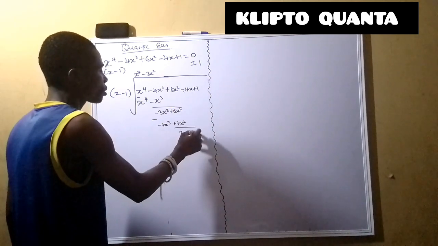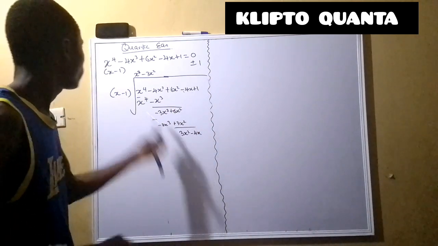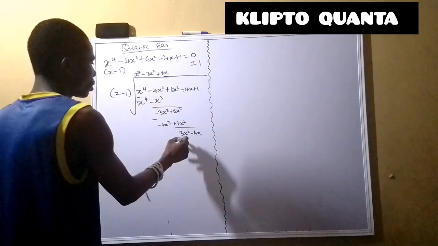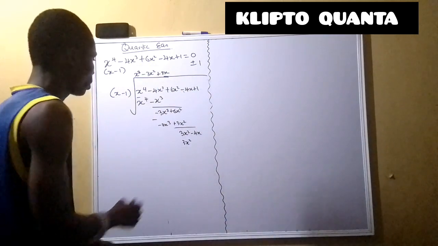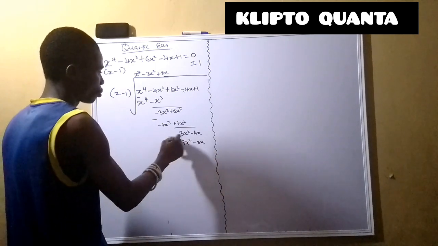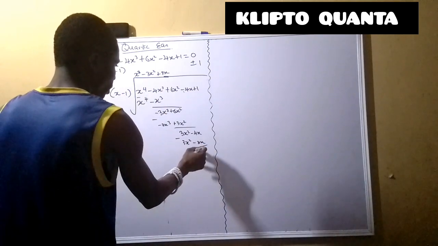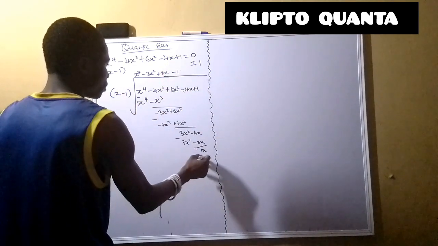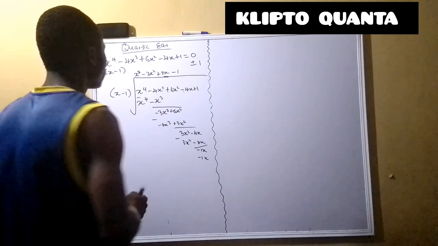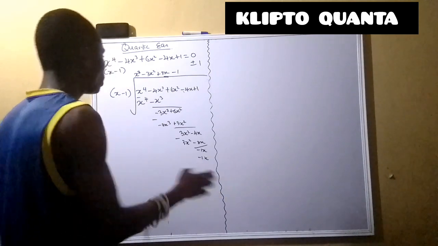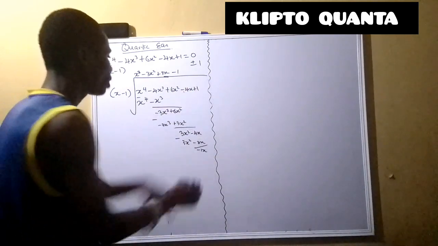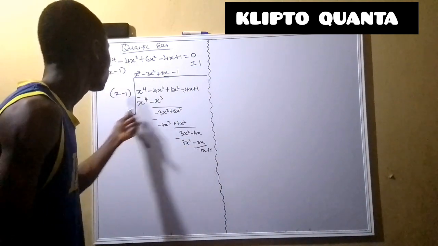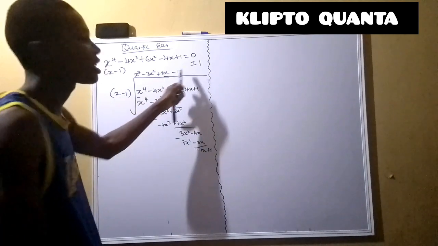You drag negative 4x down. Same thing again, you have plus 3x. Multiplying throughout, you have 3x squared minus 3x. We subtract, and this gives us negative 1x. Are you with me? Let me drag the last term, plus 1, down. So we apply the division again. This gives us negative 1x, and negative 1x divided by x gives us negative 1.